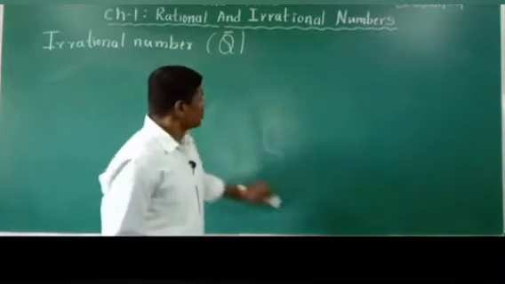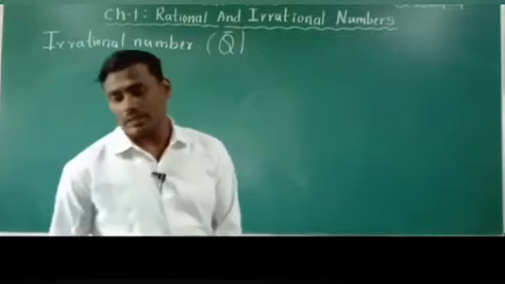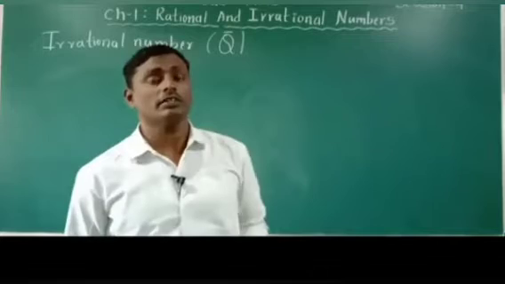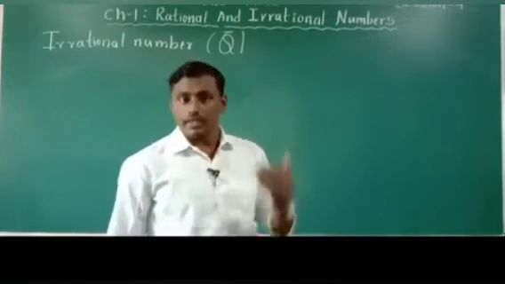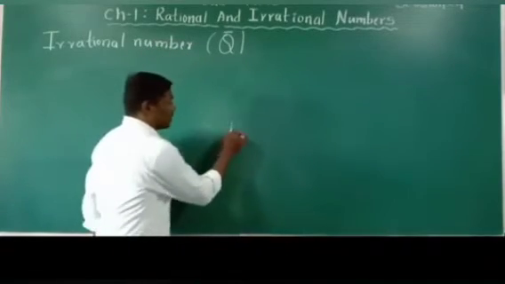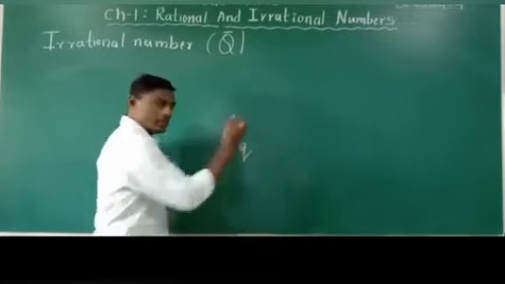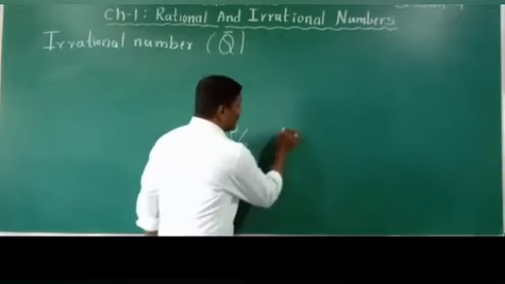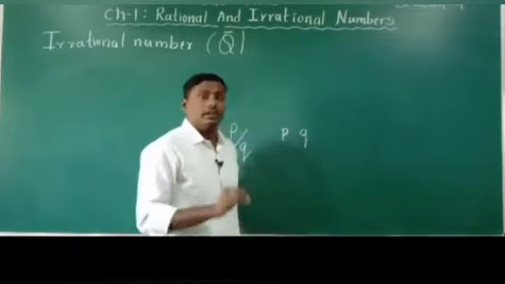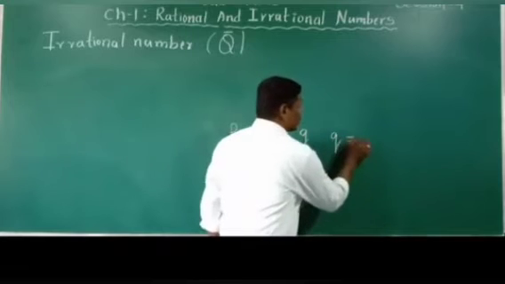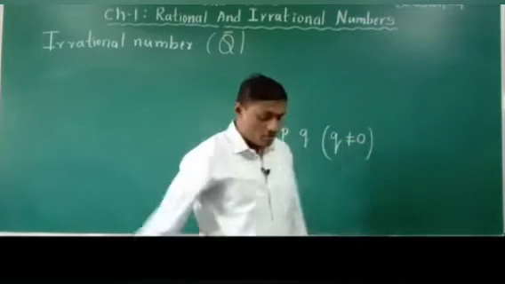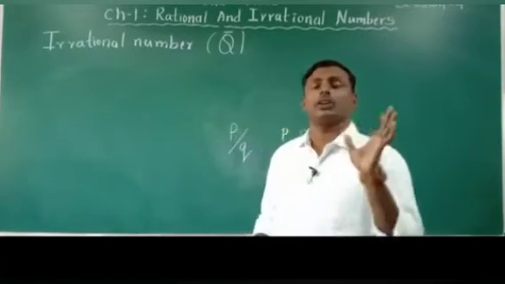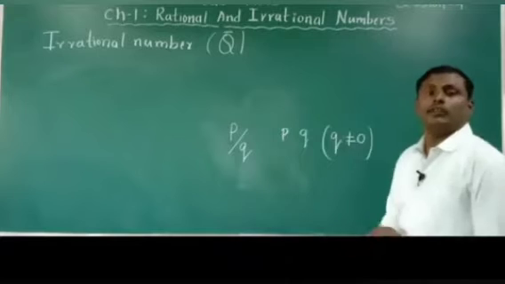Then what is the meaning of irrational number? How can you define the irrational number? As you all know, what is the definition of rational numbers? The numbers which can be represented in the form of p by q or a by b or c by d, in which p and q are integers where q is not equal to 0. It means the denominator of the fraction is not equal to 0. So this is the definition of rational numbers.